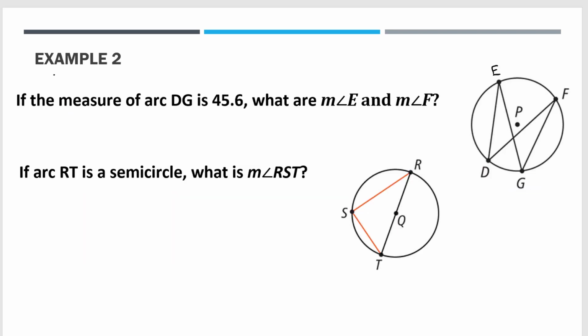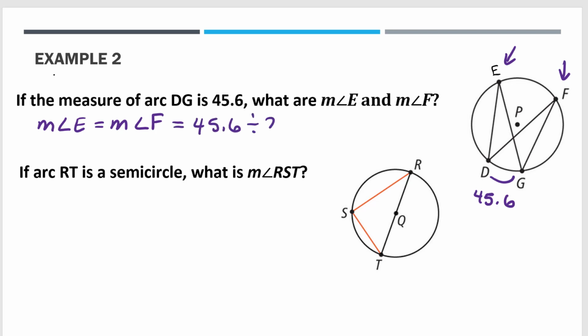In example 2, if the measure of arc DG is 45.6, what are the angles of measure E and F? Well, the intercepted arc of DG is twice that of angle E and F. Therefore, to find the measure of angle E, it's equivalent to the measure of angle F because they share the same intercepted arc. So we will take that arc of 45.6 and we'll divide it by 2 and get 22.8.